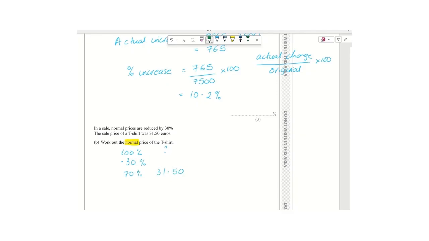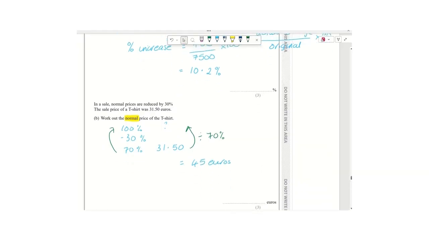So if you remember, to get back the other way, we said we needed to divide by whatever our percentage was. So in this case, it's divide by 70%. So you're literally going to pop in your calculator, 31.5 divided by 70%. I've typed that in wrong. Let me try that again. 31.5, that's better, divided by 70% gives me 45 as my answer. So originally the price of the t-shirt was 45 euros. But it's the fact that you're trying to find that 100% price, that normal price, that you need to spot.